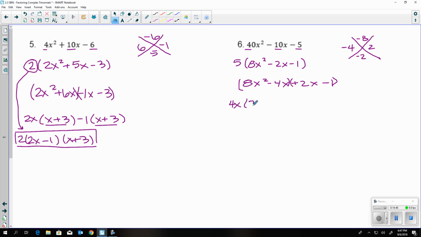Don't forget about the 5 that you took out in the very beginning. That has to come down. So 5 goes in front, and I have my answer. 5 times 4x plus 1 times 2x minus 1.